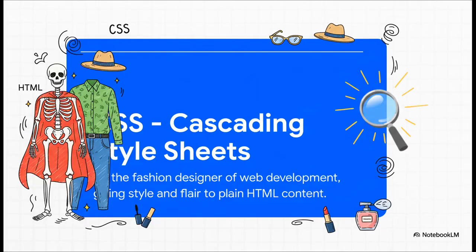Okay, so the official name is Cascading Style Sheets, which sounds a little technical, I know. But honestly, just think of it as the language of design for the web. If HTML is the structure, the skeleton, then CSS is everything you see on the outside. It's the skin, the clothes, the hair, it's all the style.